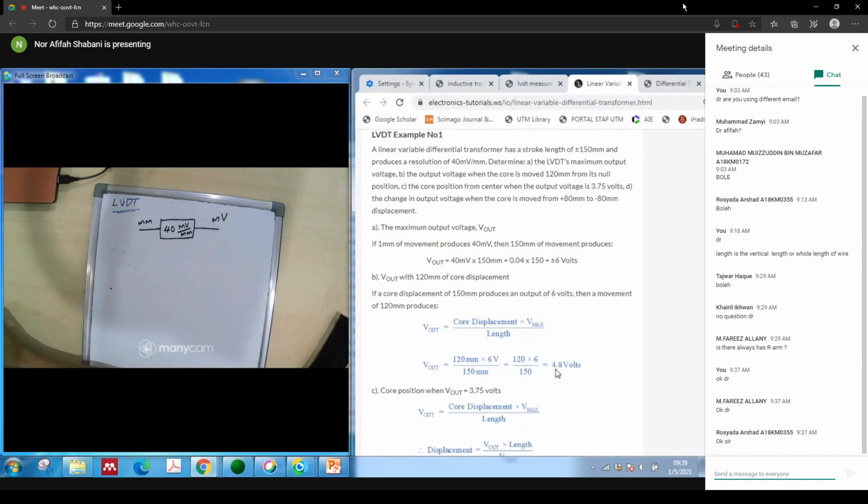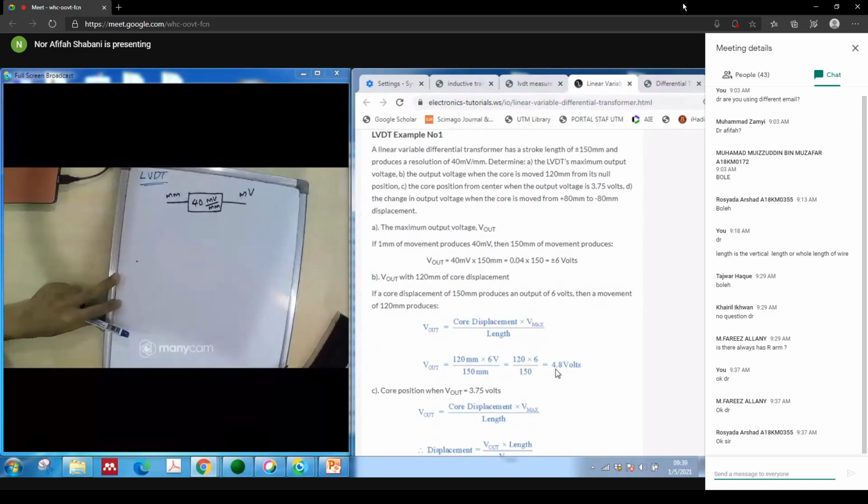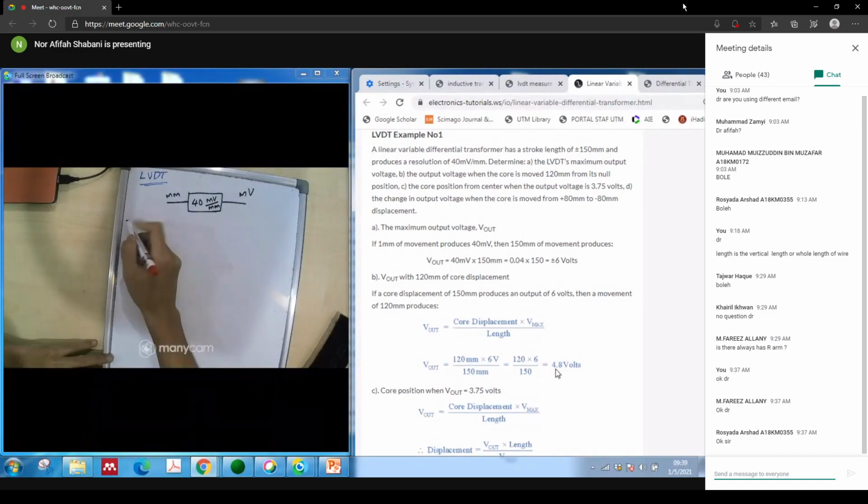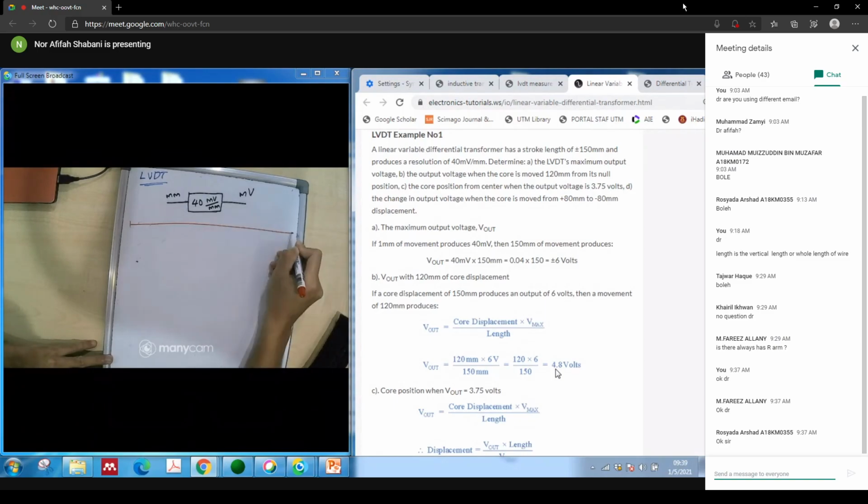So this determines the LVDT maximum output voltage. Okay, so this one, I think, you will use back what you learned in the second chapter.